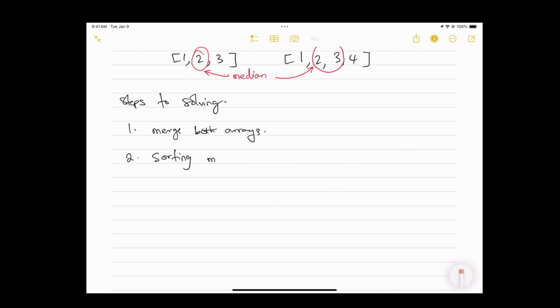Okay. So we sort the merged array. After sorting the merged array, the next thing is we find the median values.